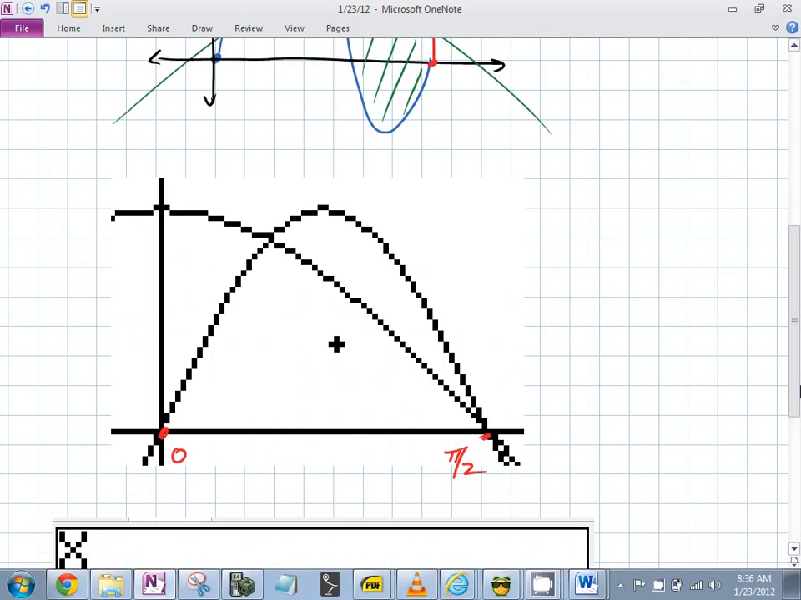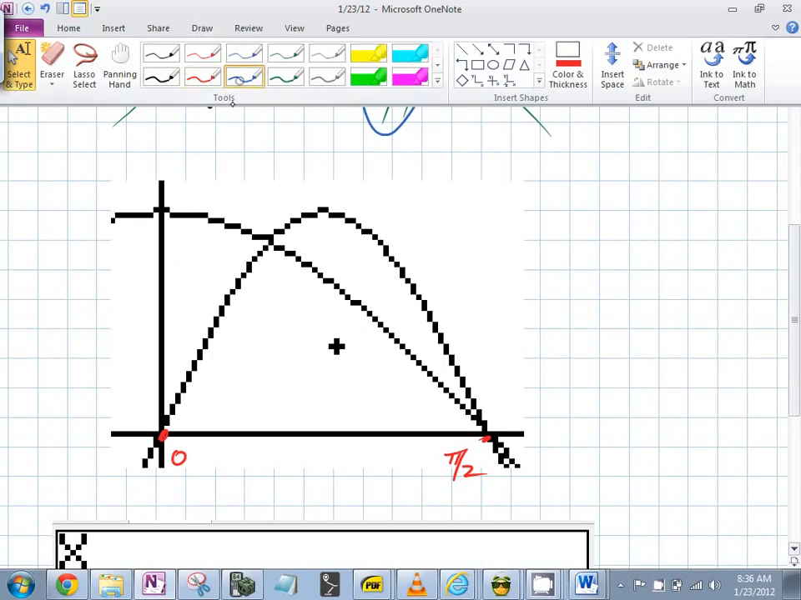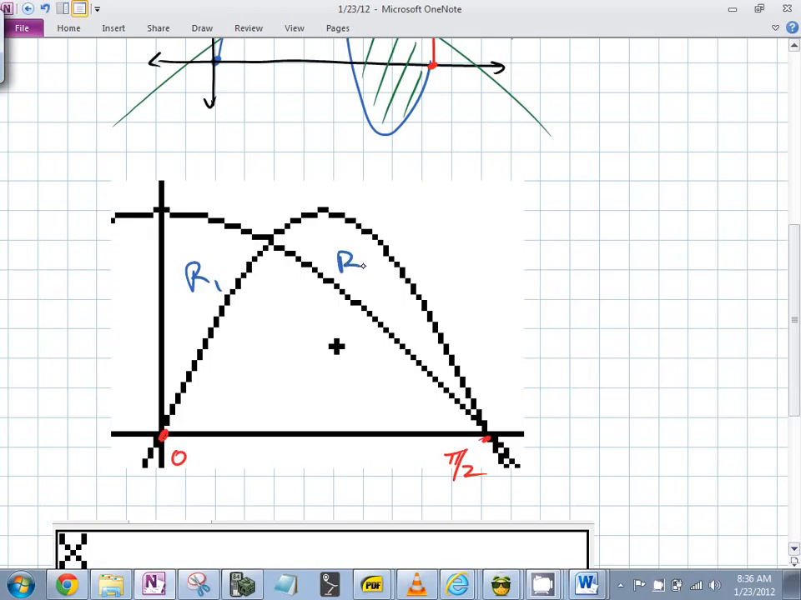How many regions do we have? We'll call this one R1, and there's an R2, so how many regions? 2 of them, right? The key thing, though, is this is cosine x, right? And this is sine 2x. So what's the first integral for R1? What does R1 equal? The integral from 0 to A of cosine x minus sine 2x dx. And what does R2 equal?